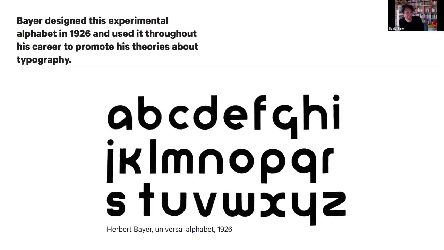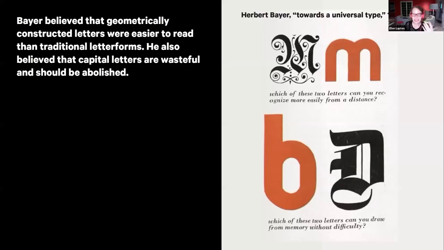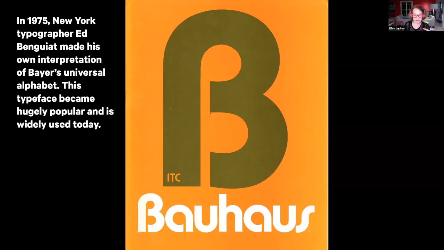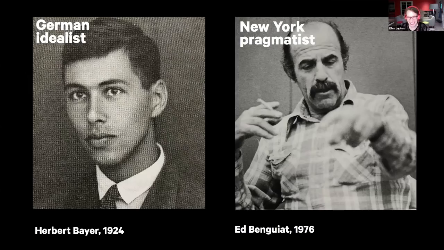Yeah, right, it's not very good, right? But it's an idea. And a lot of things at the Bauhaus were like an idea. You know, and he believed that this was a much better way to communicate. In 1975, a guy in New York named Ed Benguiat actually created a typeface called Bauhaus that was inspired by Herbert Bayer's font, right? So here we have two worlds in collision.